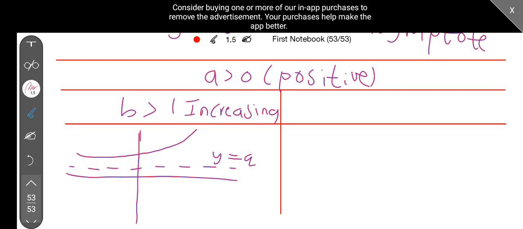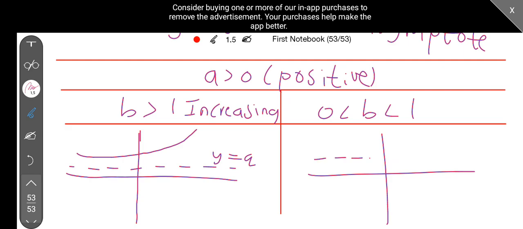But if a is positive while b lies between 1 and 0, or b is more than 0 but less than 1, your graph will still be above the asymptote. Okay, but this time it will be a decreasing function. The line of y is equal to q, and your graph will be a decreasing function. Remember, you must draw these graphs nicely. This is how your graph will be.